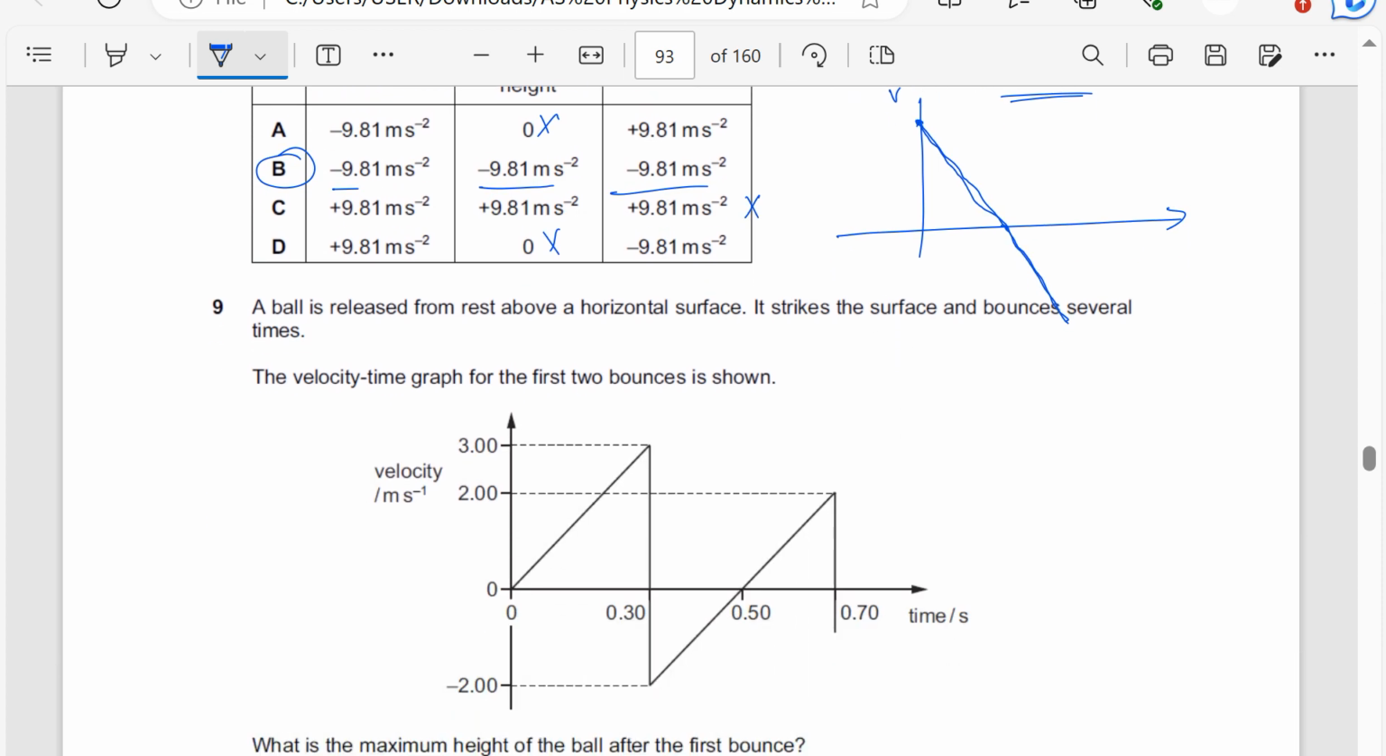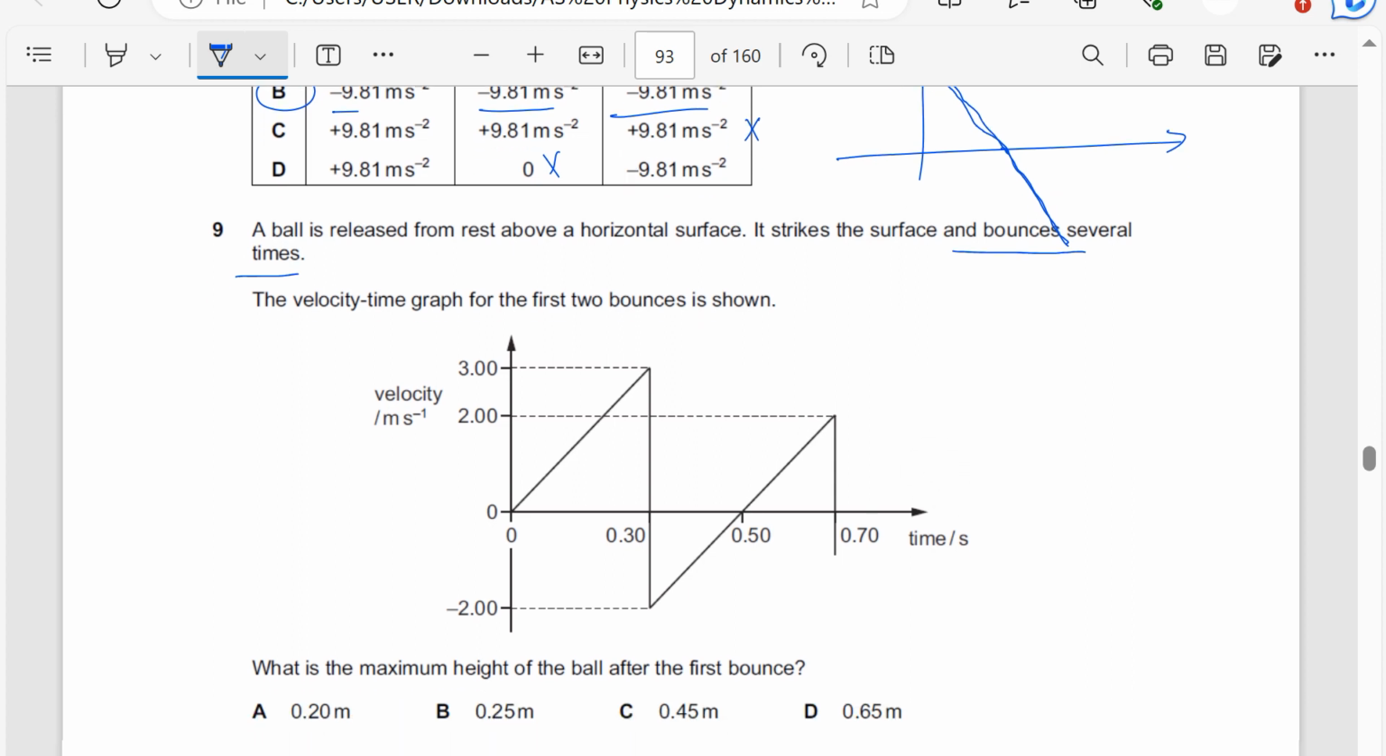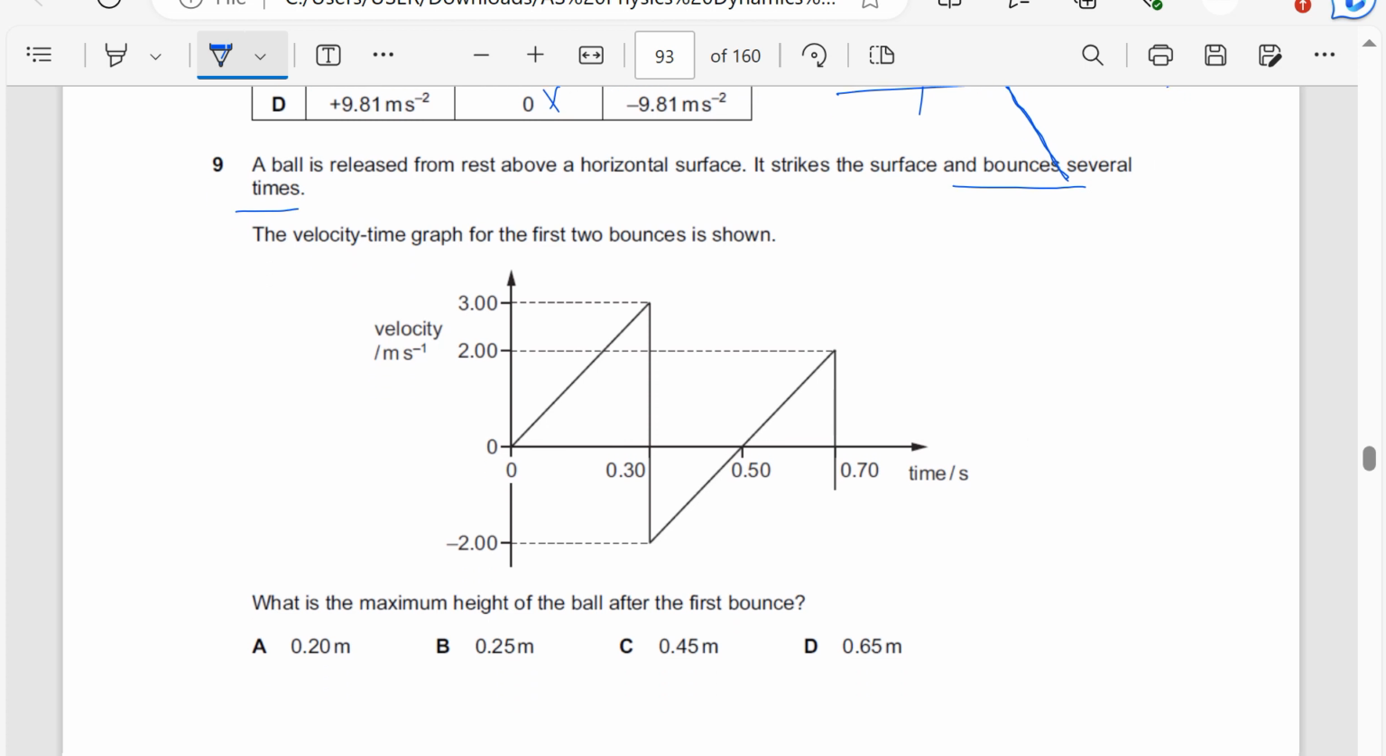The ball is released from rest above a horizontal surface, it strikes the surface and bounces several times. The velocity time graph for the first bounces is shown. What is the maximum height of the ball after the first bounce? Okay, so for the first bounce, the height it reaches is this one here. For the second bounce, here it reaches it. Here it is hitting.